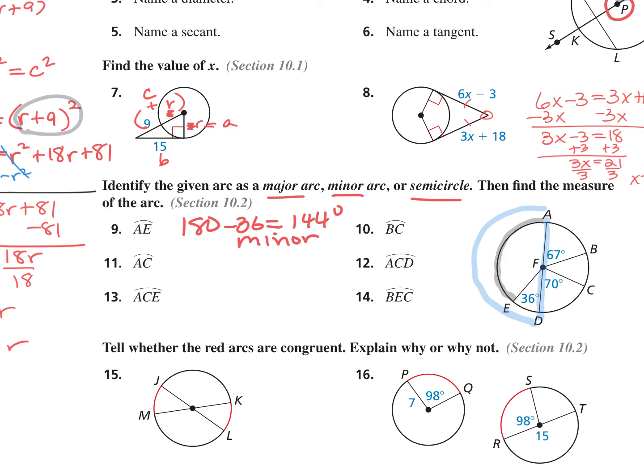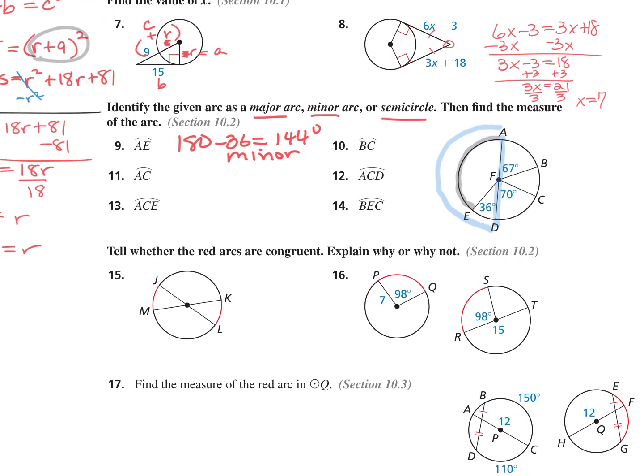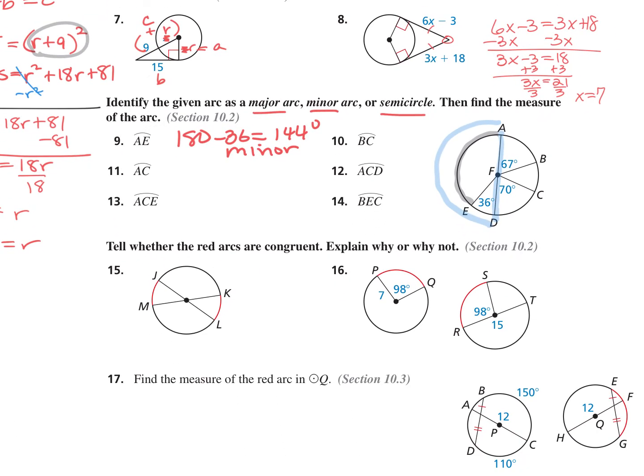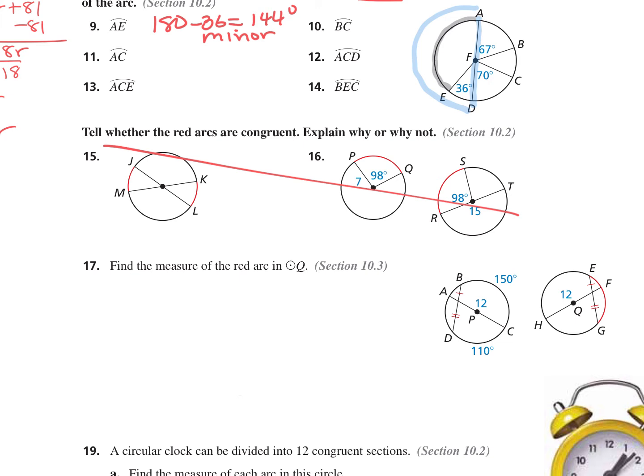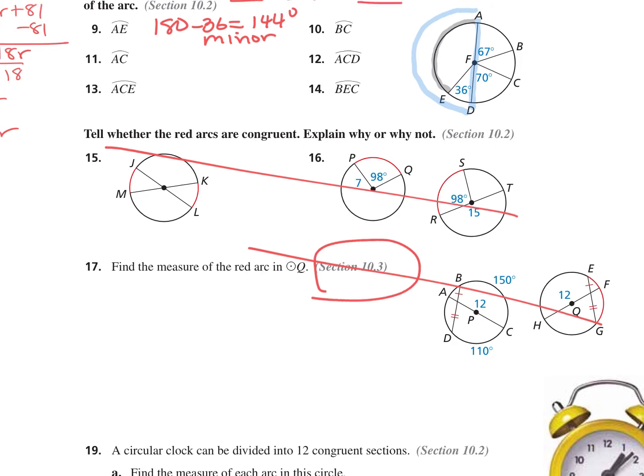So these questions 9 through 14 are an excellent way to practice that. Now, technically, deciding if some arcs are congruent was section 10.2. I'm going to wait and put this type of question on the test. So you will not have questions like 15 or 16. And I forgot to white this one out. Number 17 came from 10.3. So you will not have a question like number 17.